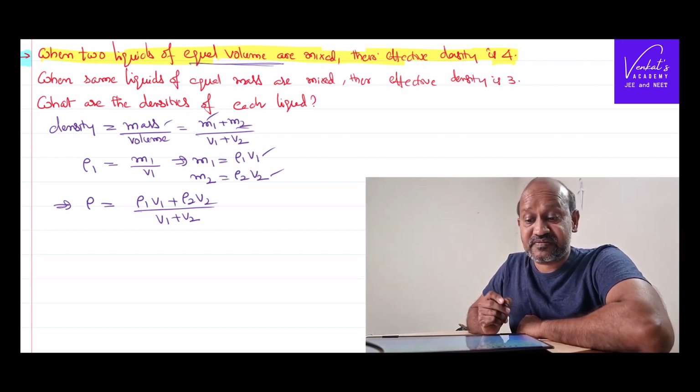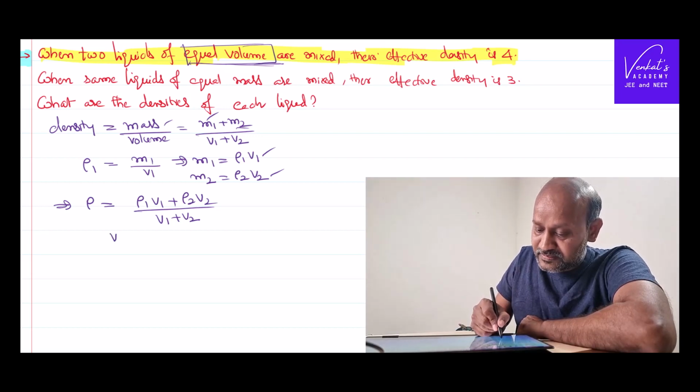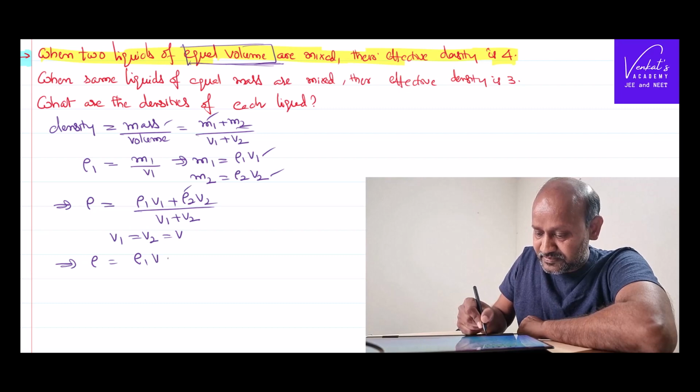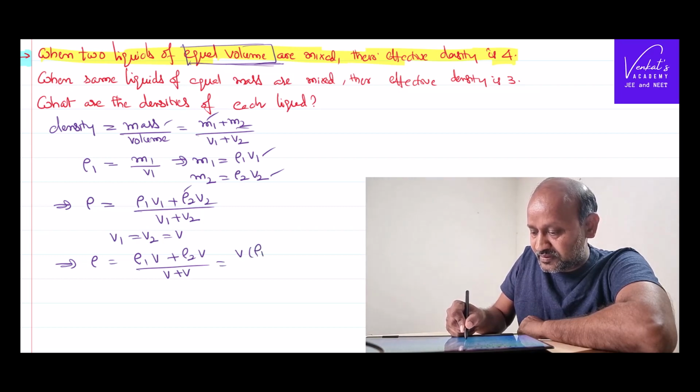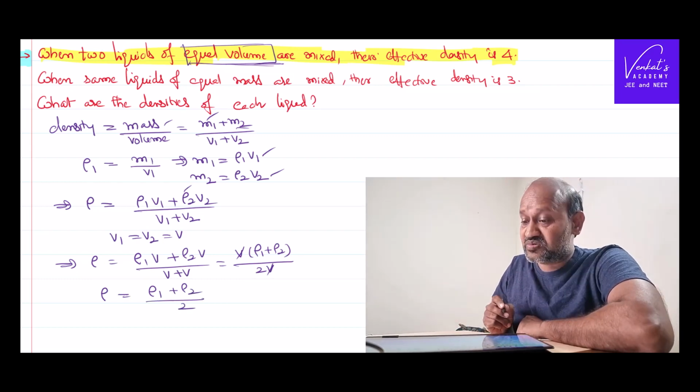But he has given a specific condition, that they are of equal volume. That means v1 equal to v2, say that is equal to v. That implies rho will become rho 1 v plus rho 2 v by v plus v. So that will become v common, rho 1 plus rho 2, denominator 2v. So the effective density in that case is rho 1 plus rho 2 by 2. That's what is given to you.